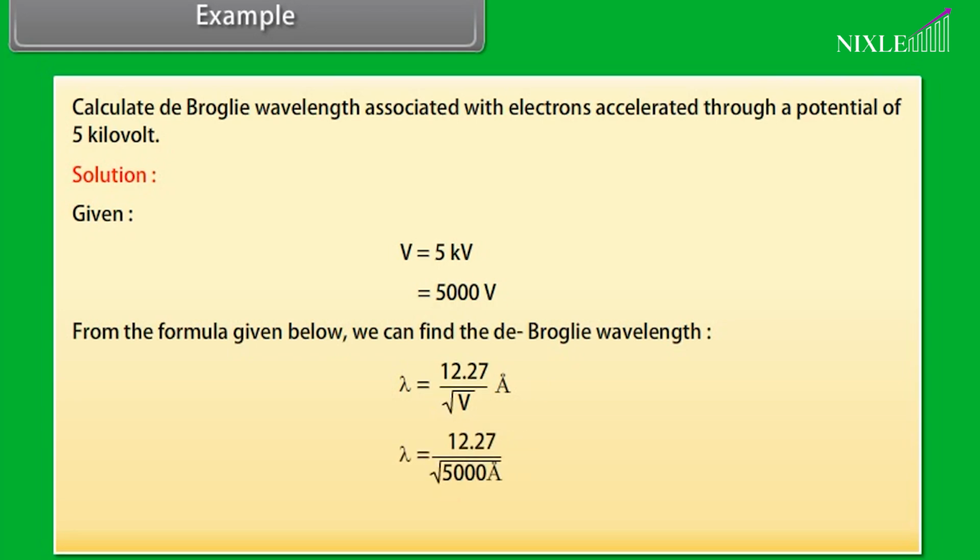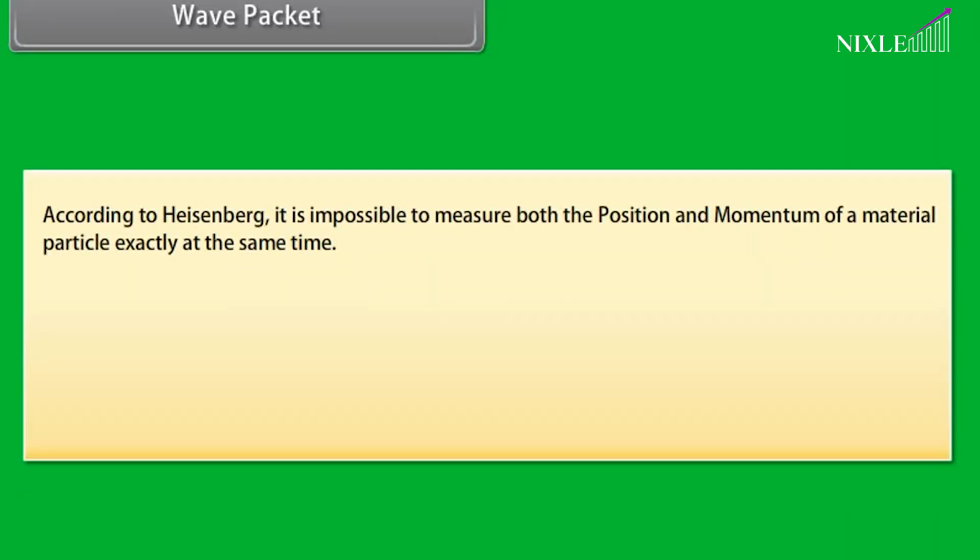The product of uncertainties in simultaneous determination of position delta x and momentum delta p is of the order of h cap, where h cap is equal to h by 2 pi. Delta x into delta p is approximately h cap.